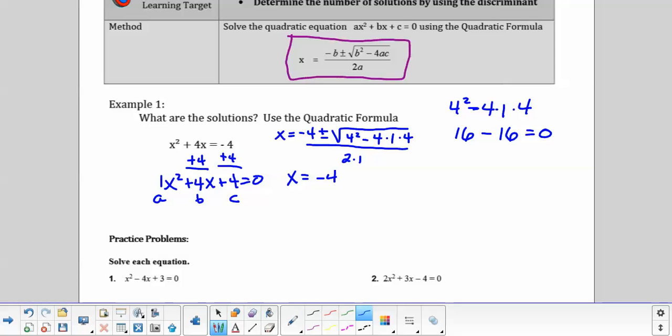Negative 4 plus or minus the square root of 0 over 2. The square root of 0 is 0, and negative 4 plus 0 is still negative 4. So this just gives me negative 4 divided by 2, which is negative 2. Normally a quadratic equation would have two different answers, but because in this case I'm adding 0 and subtracting 0, I end up with just one answer, negative 2.